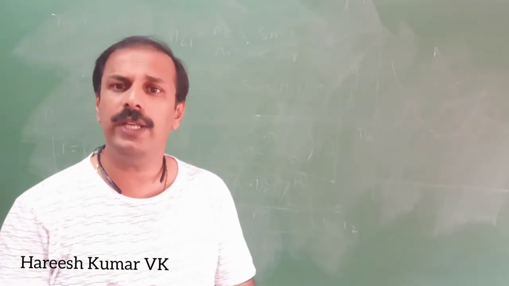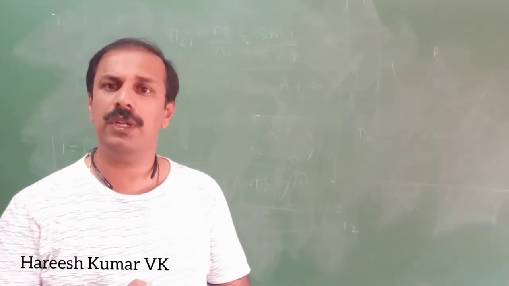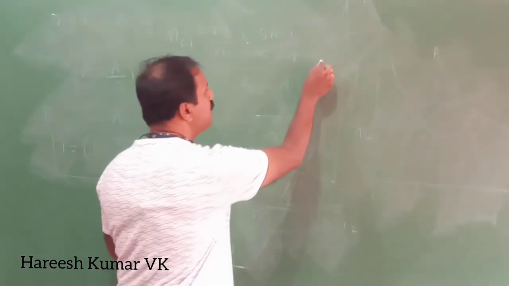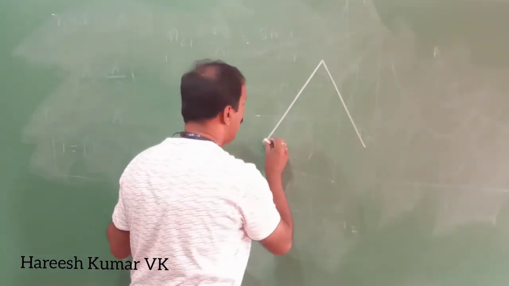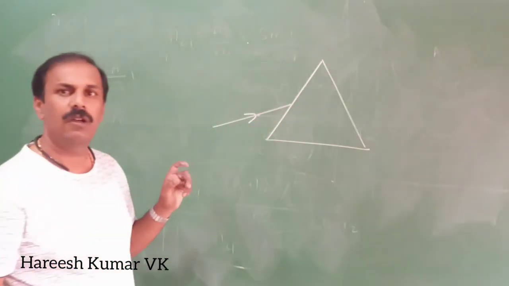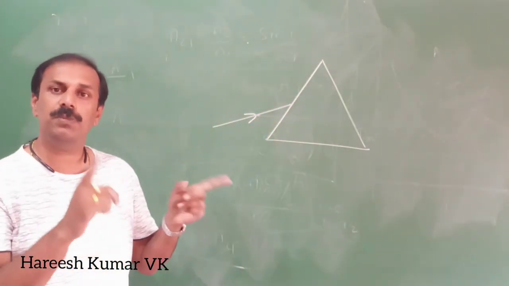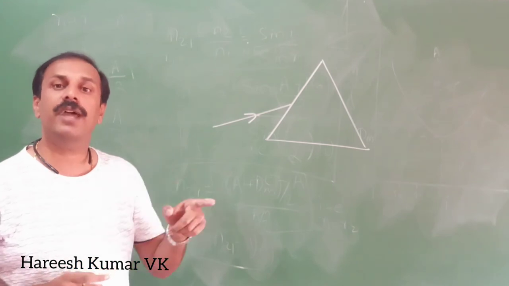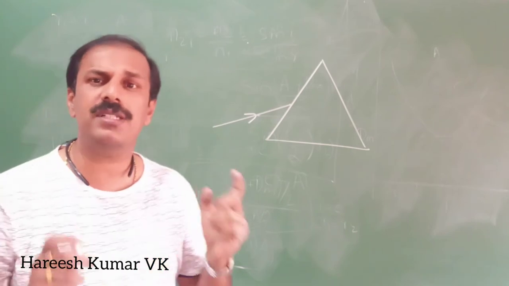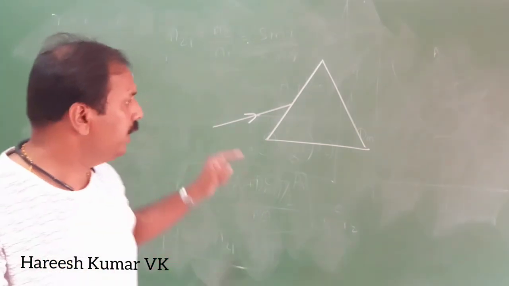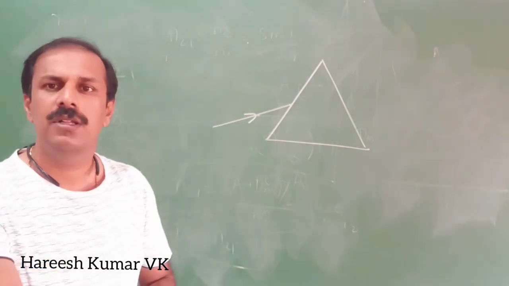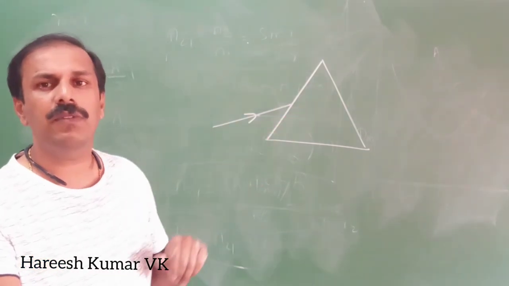So due to that, what will happen? If the refractive index is different for different colors, the deviation also will be different. So if you take a prism like this, and allow a ray of white light to pass like this, what will happen? The deviation depends on the refractive index. The refractive index is different for different colors. What is the meaning of that? When different colors pass through glass, the speed also is different. So one color will go fast and one color will go slower.